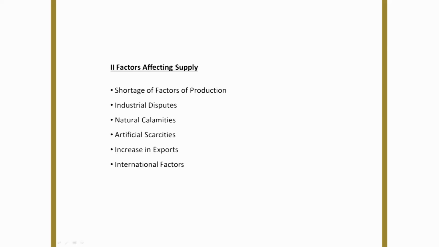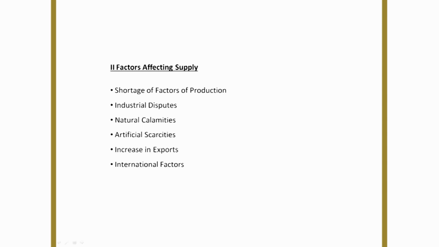Now, what are the factors affecting supply? The first is a shortage of factors of production. My dear friends, to produce any commodity or service, we need four major factors of production. They are land, labor, capital, organization. When these factors of production become very short in the economy, then certainly the cost of production becomes more. When the cost of production becomes more, it makes the prices of commodities go up. This is the first reason under supply factors.